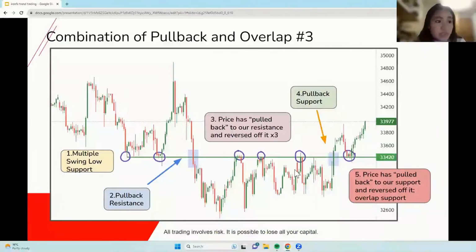In this case, since it was a resistance here, once it breaks out of that resistance, it's now a support level. And as usual, we're expecting it to pull back, which is why point number 4 is a pullback support. And lastly, point number 5, price has pulled back to our support and reversed off of it, making it an overlap support. So you can see the swing low here, reversing right at the exact same 33420 support level.